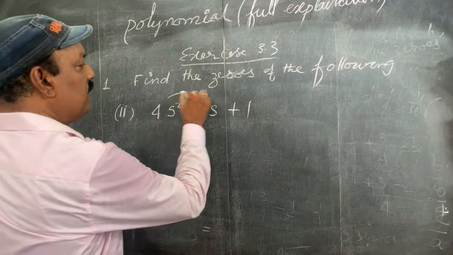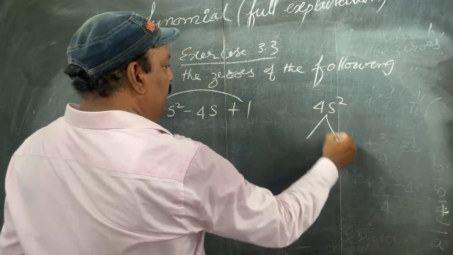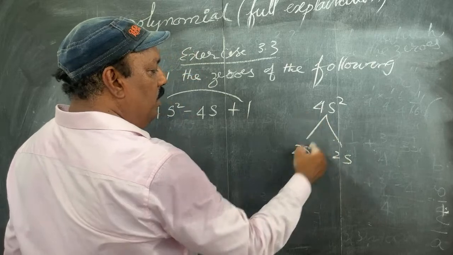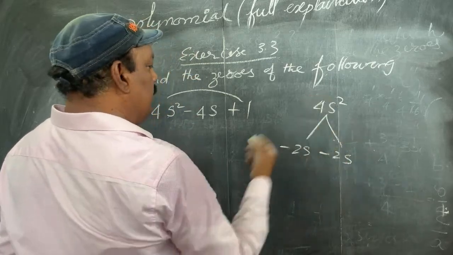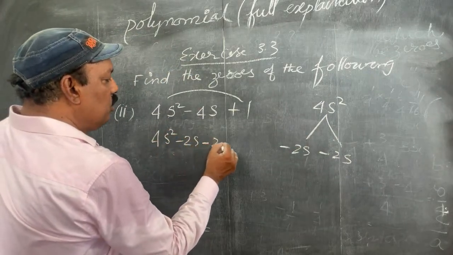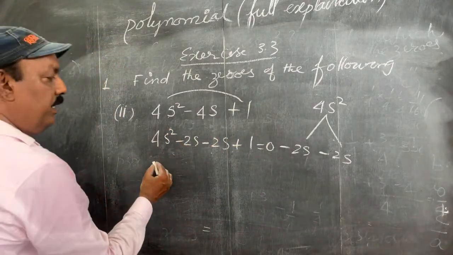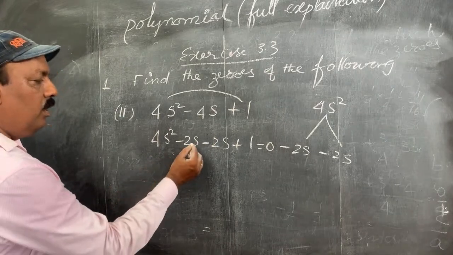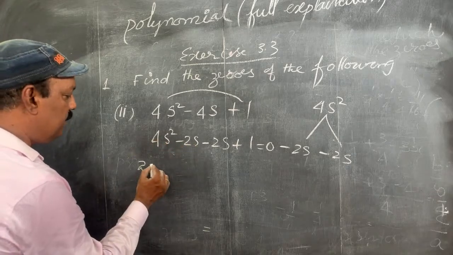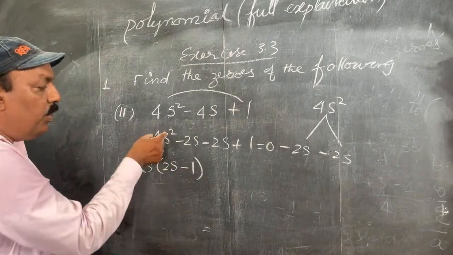First of all, we have to go for the factors. 4s into 1, 4s square. In the middle we get the factors minus 2s and minus 2s. 2 into 2 is 4, s into s is s square, minus into minus is plus. So we got the factors: 4s square minus 2s minus 2s plus 1 is equal to 0. Now in this case we are taking 2s as common. Why? Because s is there in both, and 2s will be common. 2s into (2s minus 1): 2s into 2s is 4s square.